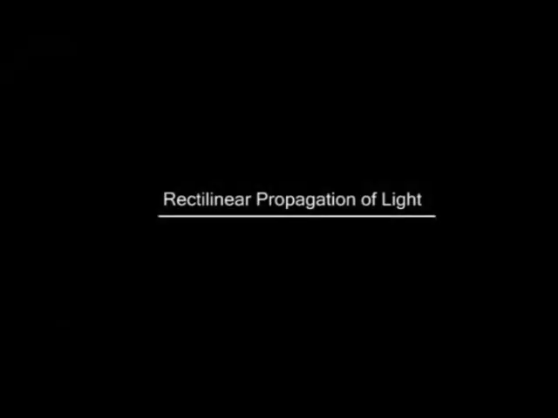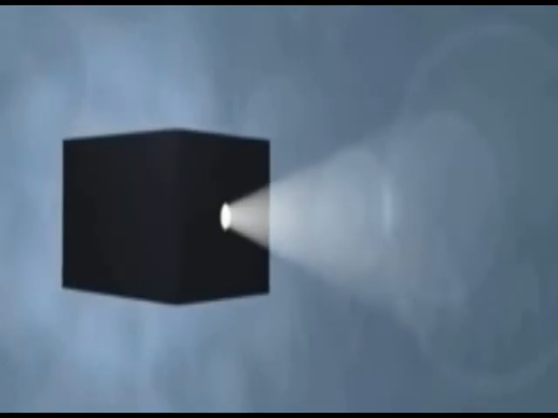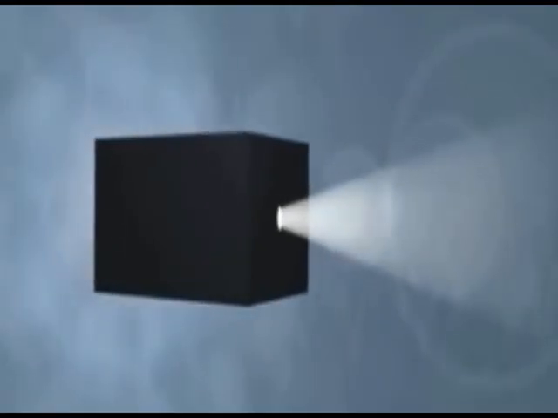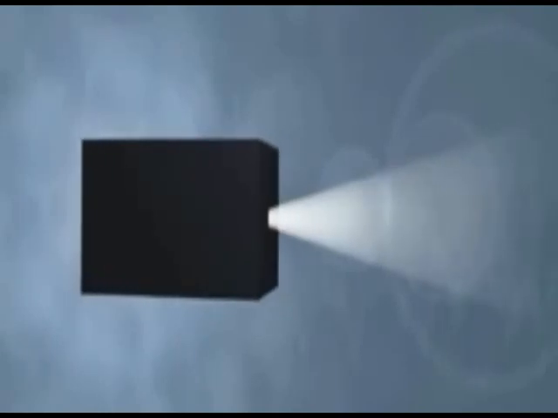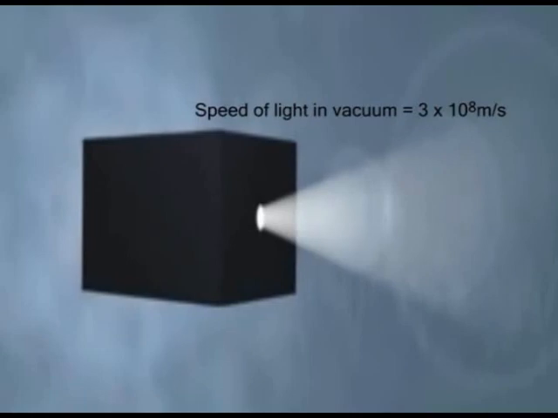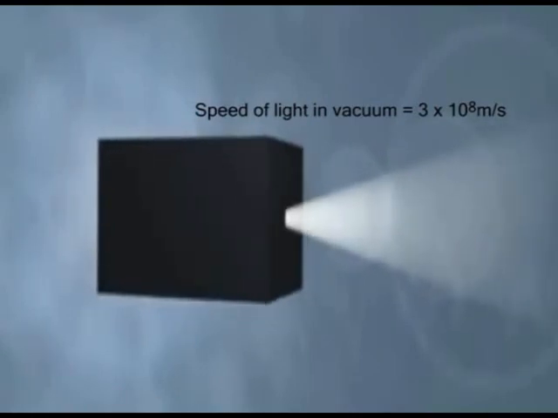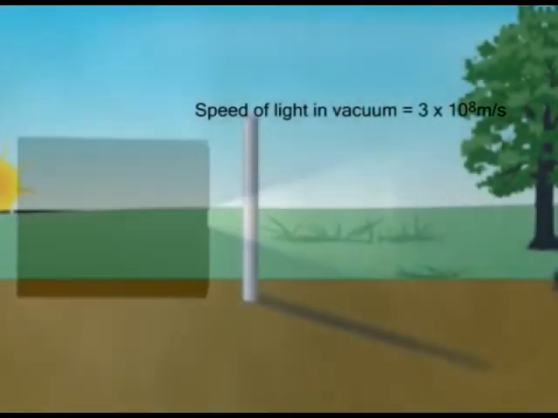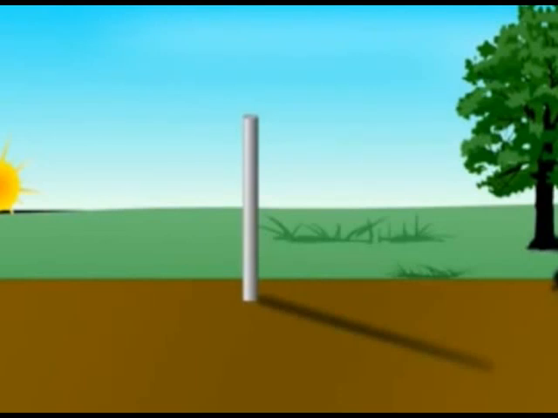So let's focus on the rectilinear propagation of light. Now, unlike other forms of energy, light does not need a material medium to carry it. As a matter of fact, in an empty space or a vacuum, light travels at a speed of 300 million meters per second. Light from the sun reaches the earth having traveled through mostly a vacuum.